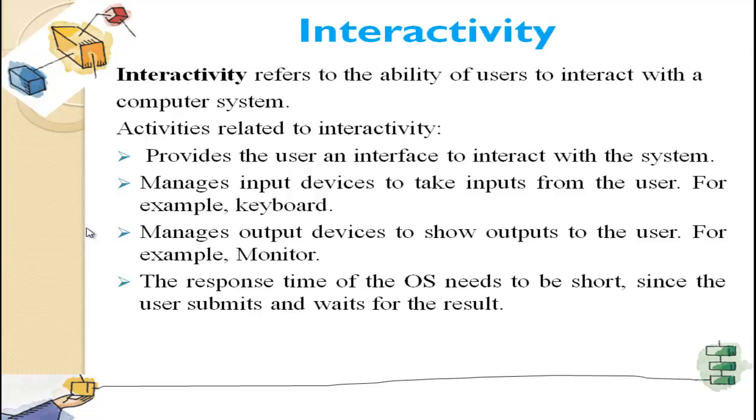So we can say that interactivity refers to the ability of the users to interact with the computer system. Now the activities related with interactivity are: it provides the user an interface with the system. This property of an operating system provides me an interface so that I can interact with the system. It manages input devices, that is your keyboard. It manages output devices, that is your monitor. And the response time of the operating system needs to be short.